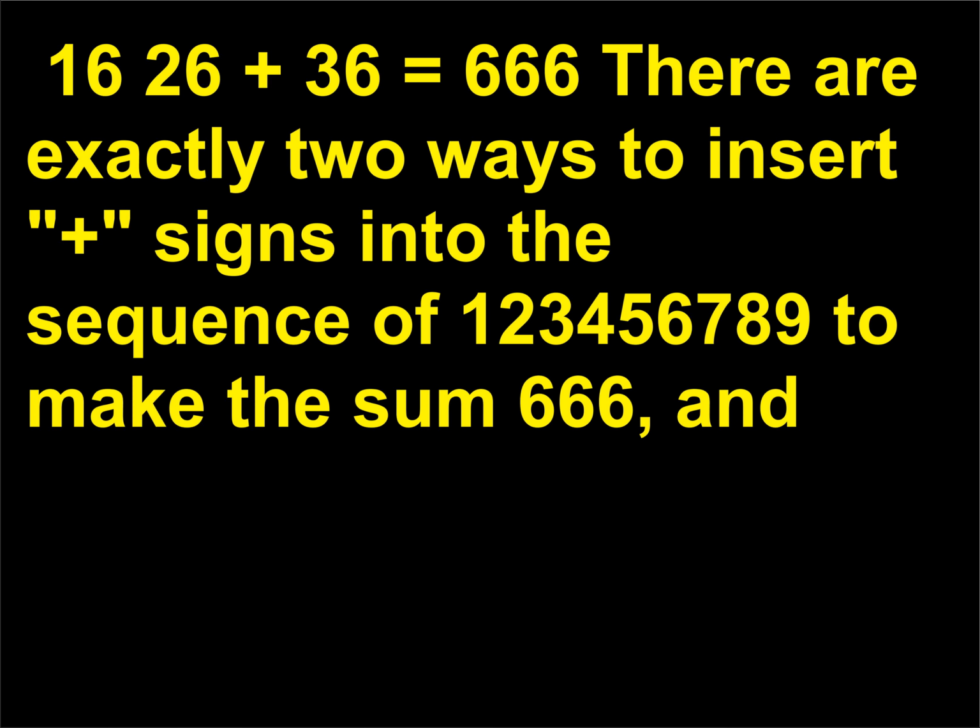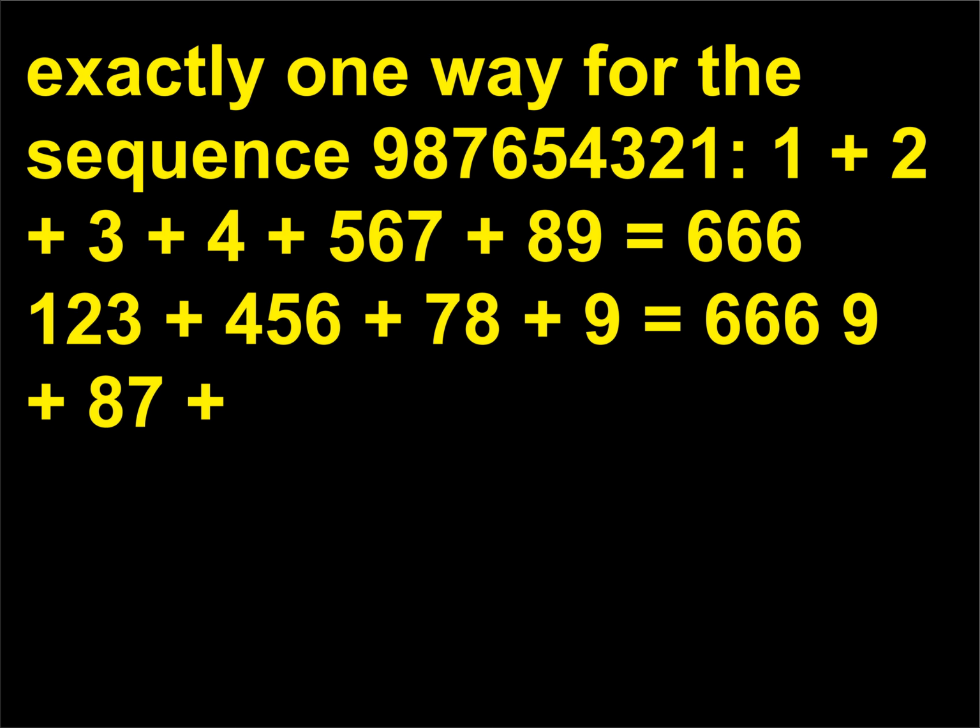1626 plus 36 equals 666. There are exactly two ways to insert plus signs into the sequence of 1, 2, 3, 4, 5, 6, 7, 8, 9 to make the sum 666, and exactly one way for the sequence 9, 8, 7, 6, 5, 4, 3, 2, 1. 1 plus 2 plus 3 plus 4 plus 567 plus 89 equals 666. 123 plus 456 plus 78 plus 9 equals 666.